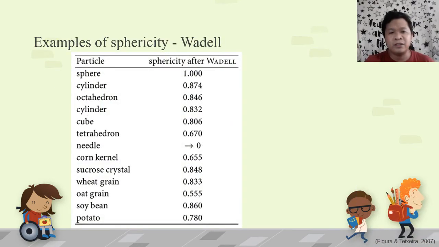So here are just some examples of sphericity values of different shapes lang, like cylinder would be 0.8, cube would be 0.8, corn kernel 0.65, the needle is close to 0, oat grains 0.55, and so on. Generally, itong siguro mga malapit sa 1, more or less naman pwede mo silang i-model to behave like spheres, no?